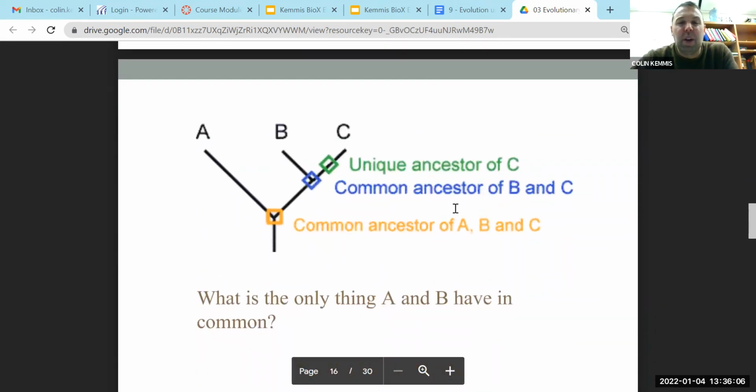Okay. And then how about a common ancestor? We see those at the node. What is the only thing A and B have in common? It's just going to be everything above here that they would have in common.